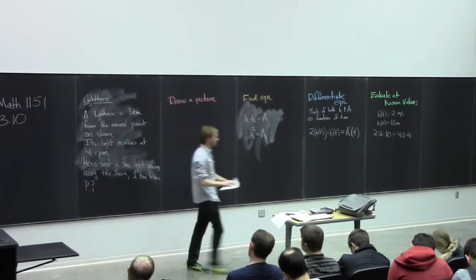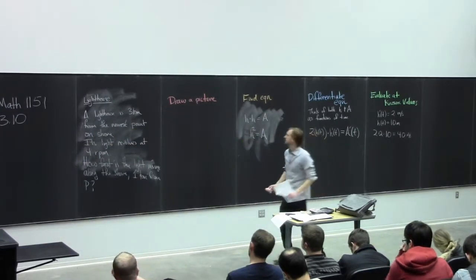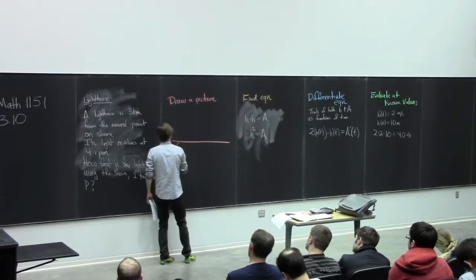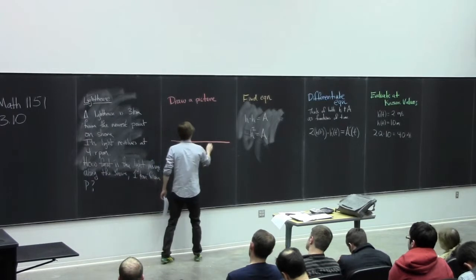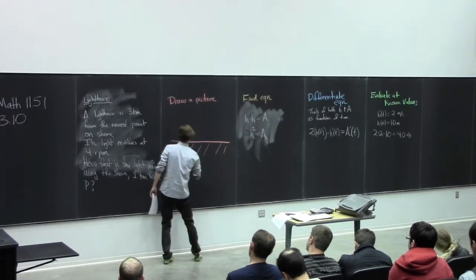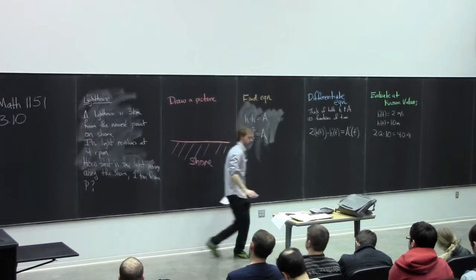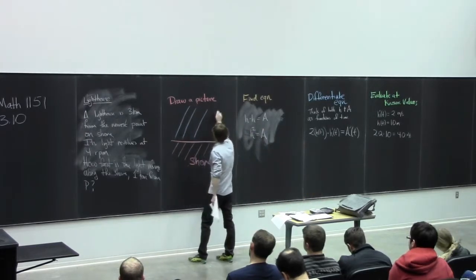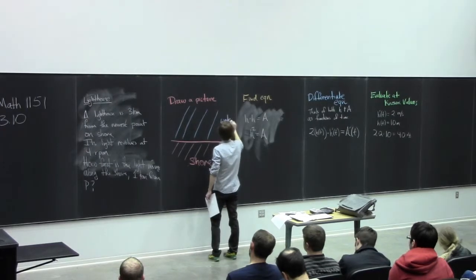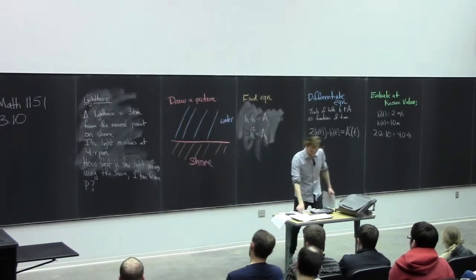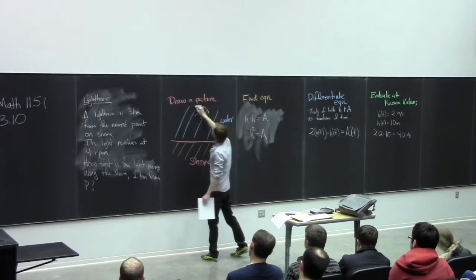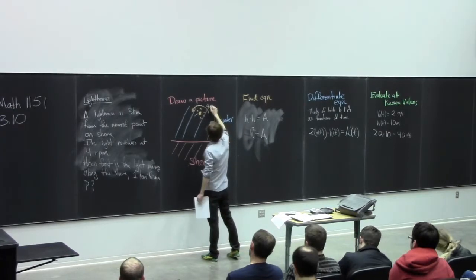Now let's draw a picture and see if we can make this make more sense. So it's a very straight beach. This is shore. And here's the water. And here's the lighthouse. And we're rotating at 4 RPM.